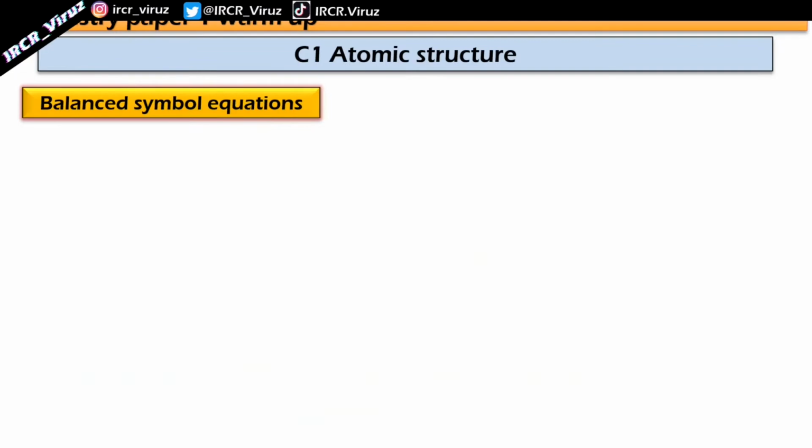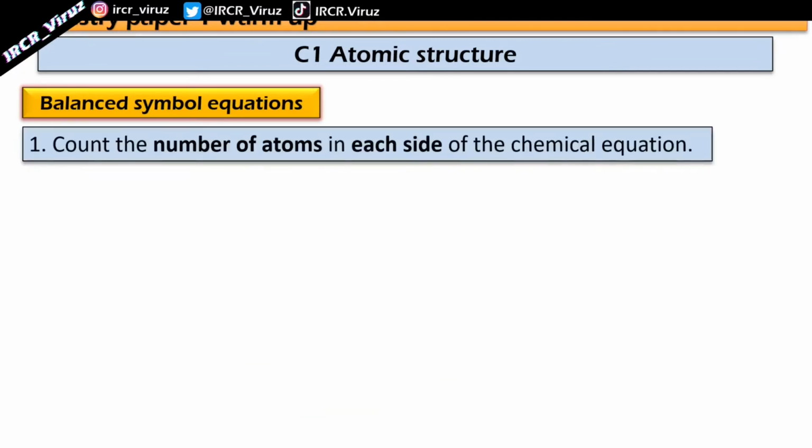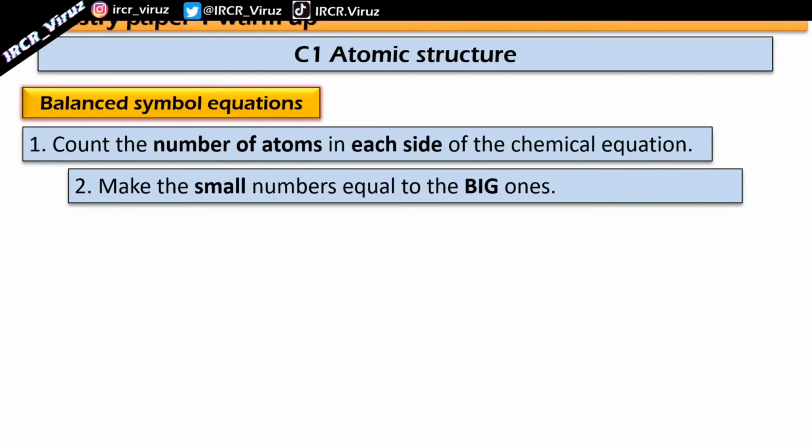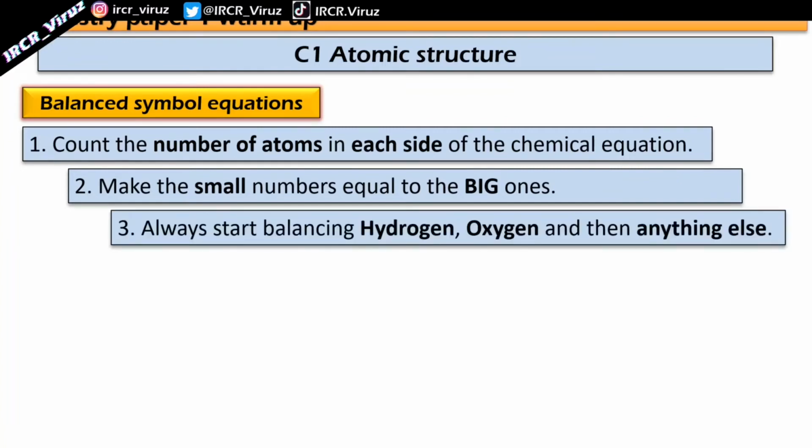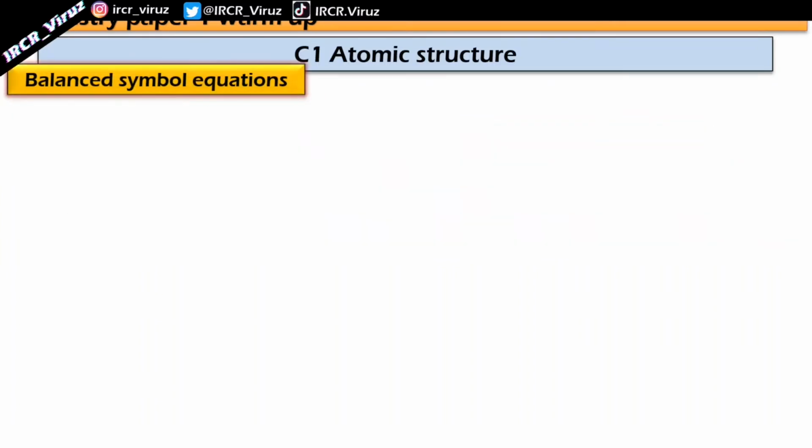Okay, now balancing symbol equations. Number 1, count the number of atoms on each side of the chemical reaction, and again, this is just the way I do it. I find it the easiest. Number 2, make the small number equal to the big ones, and number 3, always start balancing hydrogens and oxygens, and then you do anything else.